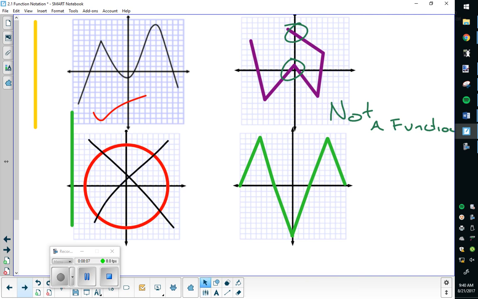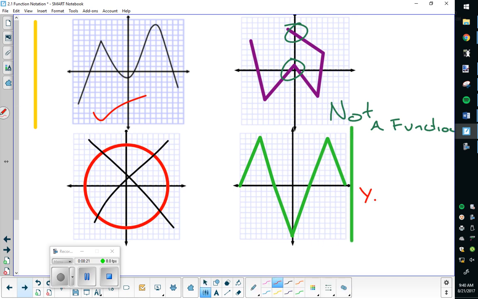Looking at the last one. Thumbs up, thumbs down on the last one. Yes, it's a function. No, it's not. Let's look. Never touch my graph in more than one spot. So yes, it is a function. Questions with graphs? Graphs are the easiest.